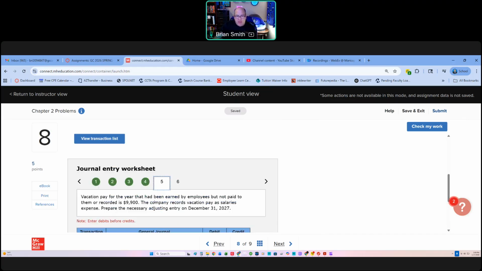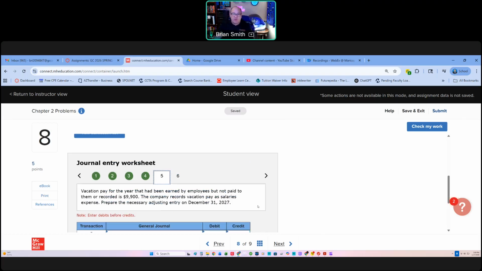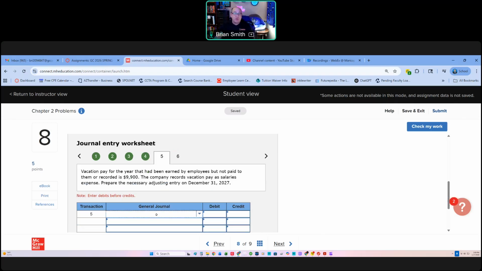Vacation pay for the year that had been earned by employees but not paid to them or recorded is 9,900. The company records vacation pay as salaries expense. Prepare the necessary adjusting entry as of December 31st, 2027. So this is basically whatever is owed to these employees. Think about it, if you have a job that gives you vacation time and you don't use it as of December 31st, and then it's January 1st, well, you have to expense that because the employees have technically earned it, or you have to pay it out. You owe it. So you have to put this in the journal.